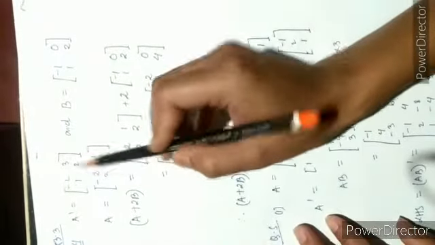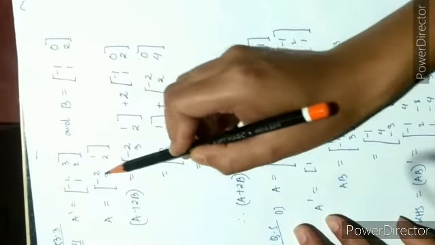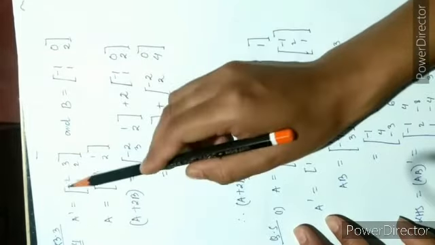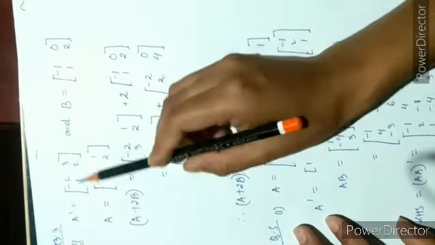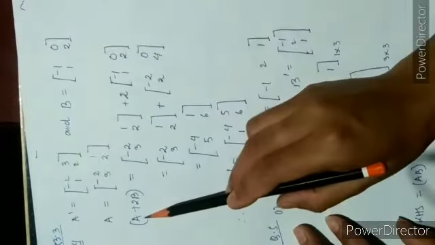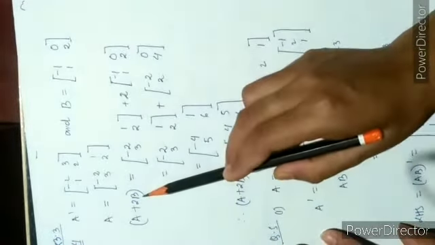Write the first row as the first column, minus 2 and 3. Write the first column, 1 and 2, as the elements of the second column. The first row becomes the first column, the second row becomes the second column. Then matrix B. First find the value of A plus 2 times B.